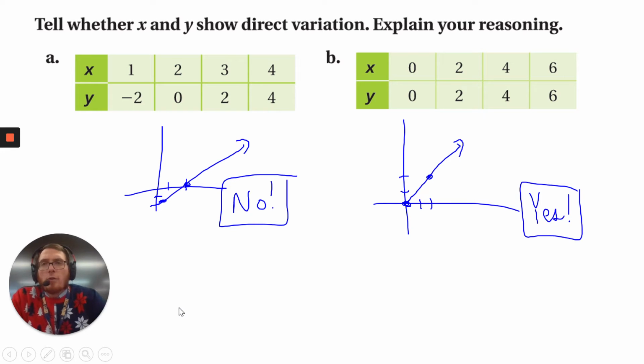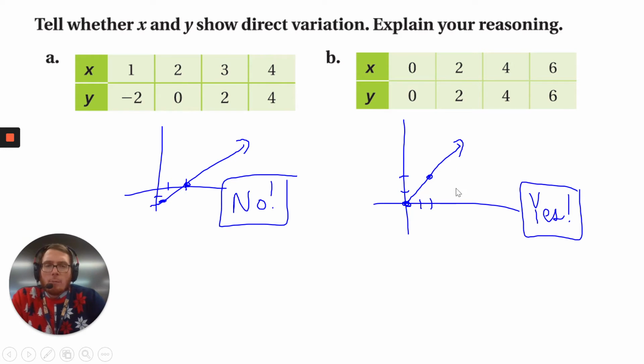If we're trying to show if two things show direct variation, all we really need to do is show if they're proportional or not. So for this first one, this one's not proportional. It's not going to go through the origin. You could do that graphically by graphing the ordered pair. Remember, x is left and right and y is up and down. Or just set up the fractions. 1 over negative 2 is not the same as 2 over 0, etc. 3 over 2, and those don't match up.